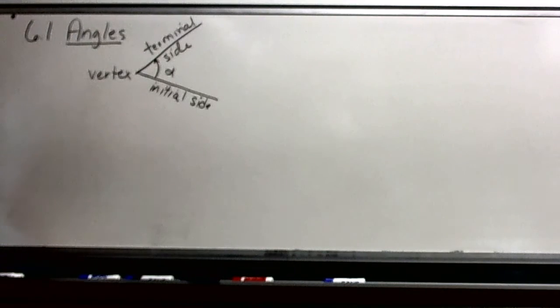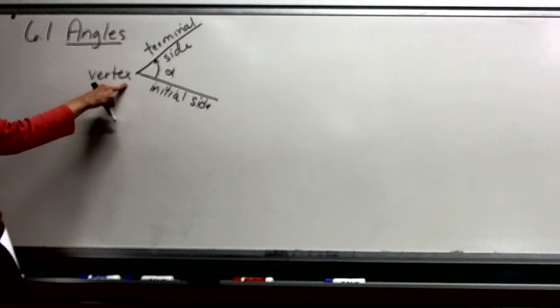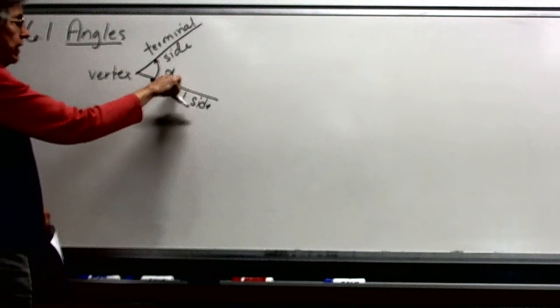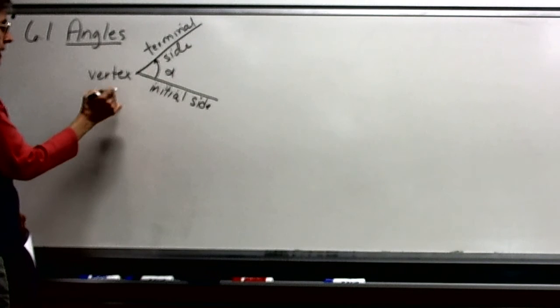All right, we're going to start chapter 6 with a discussion of angles, and then in the next section we'll get into more transcendental functions, which we call the trig functions. But many of the trig functions use angles as their argument, so we're going to describe angles and how to measure them.